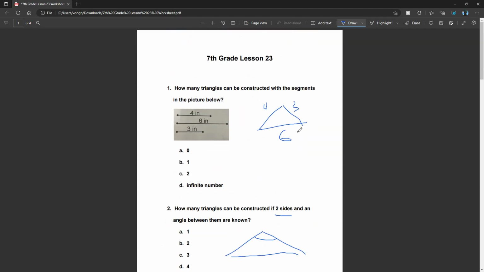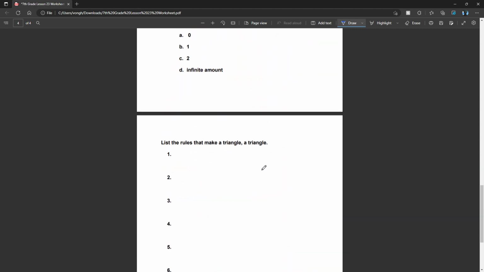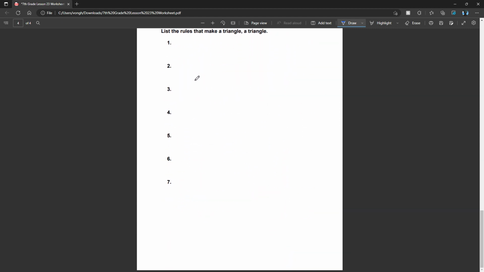This is a subgrade worksheet for lesson 23, and I'll be covering it. So we're going to skip the problems and we're going to start on this. Make the list of rules that make a triangle a triangle.